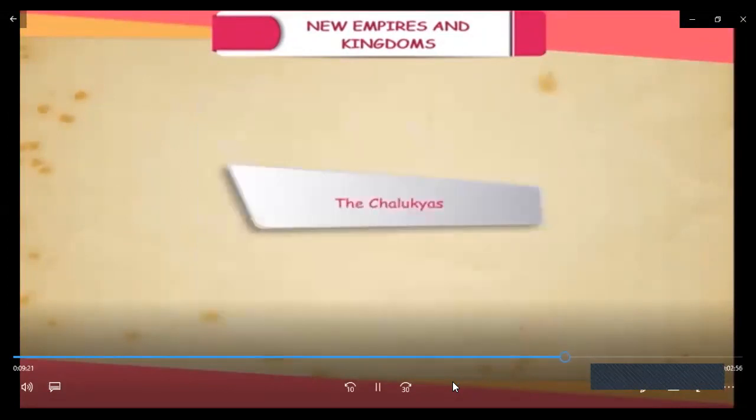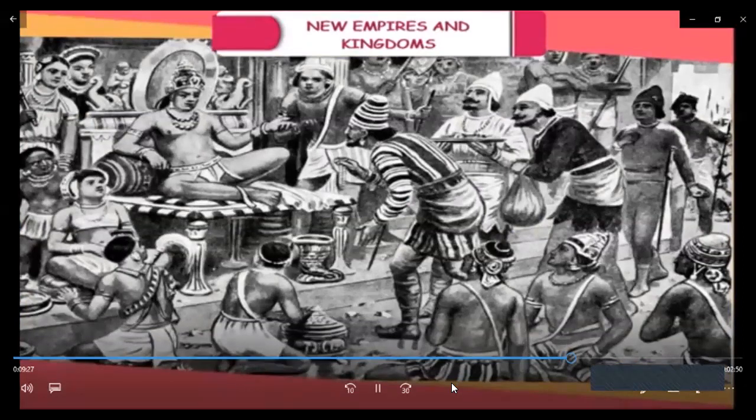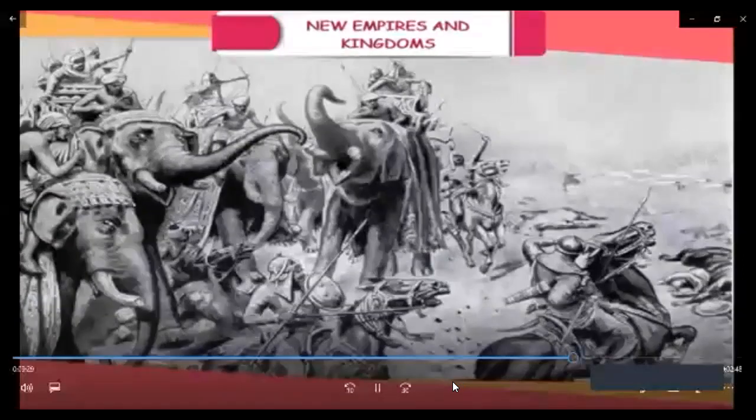The Chalukyas. The Chalukyas set up their kingdom in the 6th century CE in western Deccan with their capital at Aihole. It was an important trading and religious center with a number of beautiful temples. Their best known ruler was Pulakeshin II. He defeated King Harsha in the north and Mahendravarman, the Pallava king, in the south.